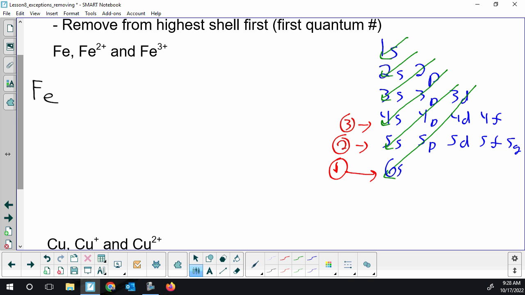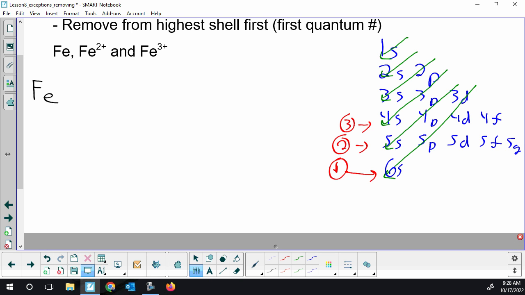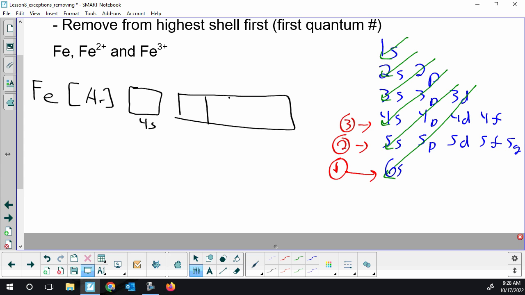So Fe, I'm going to use its noble gas core. So iron's atomic number 26. We're using argon again to represent those core electrons. And we've got 4s and 3d. I'm doing 5 boxes for D's. I'm just attaching them together.